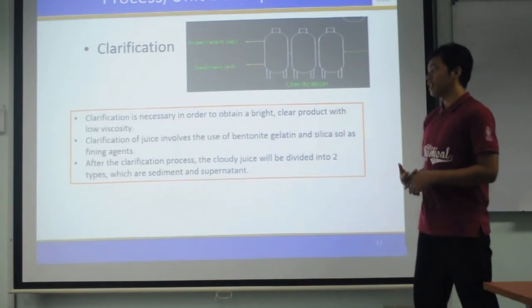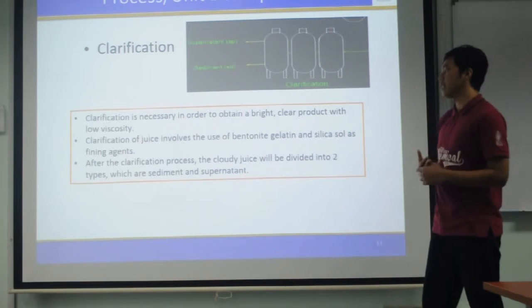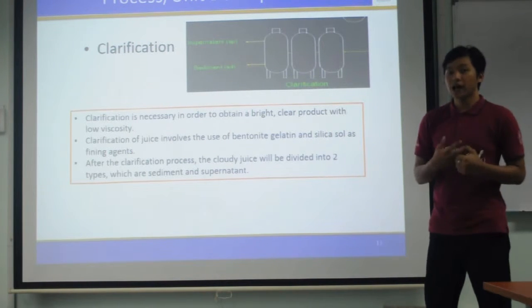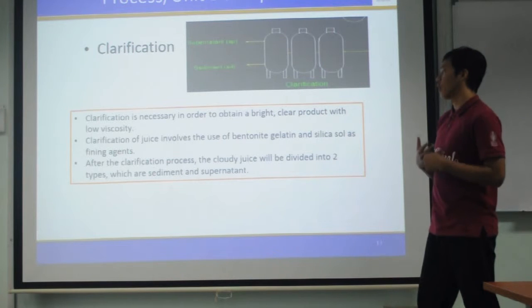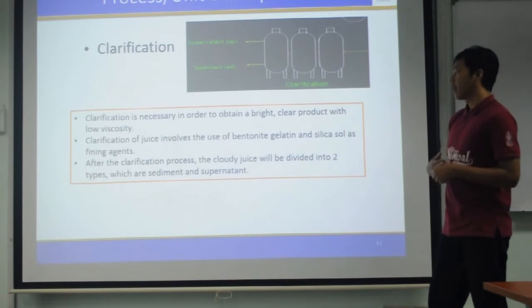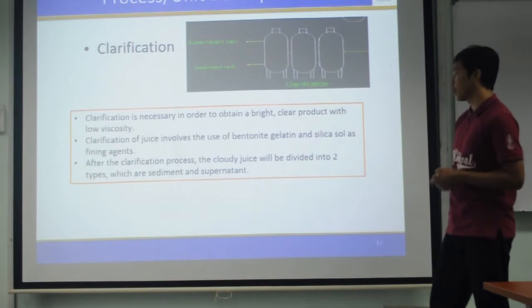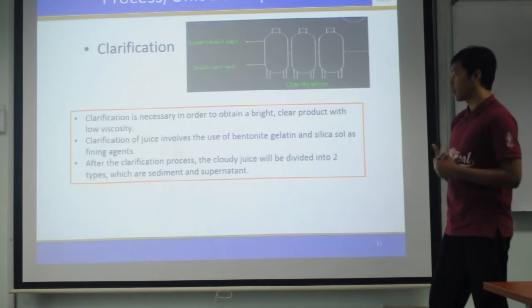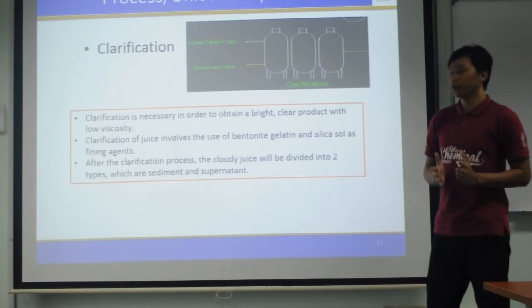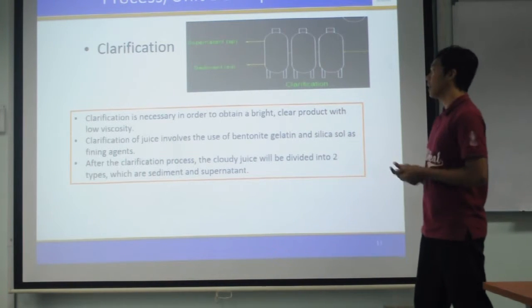For the clarification process, clarification is necessary in order to obtain a bright, clear product with low viscosity. Clarification of juice involves the use of two fining agents, which are gelatin and silica solution. After the clarification process, the cloudy juice will be divided into two, which are sediment and supernatant.